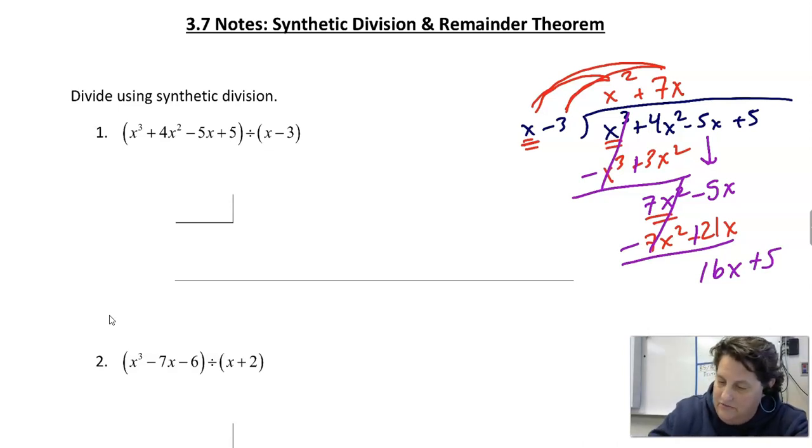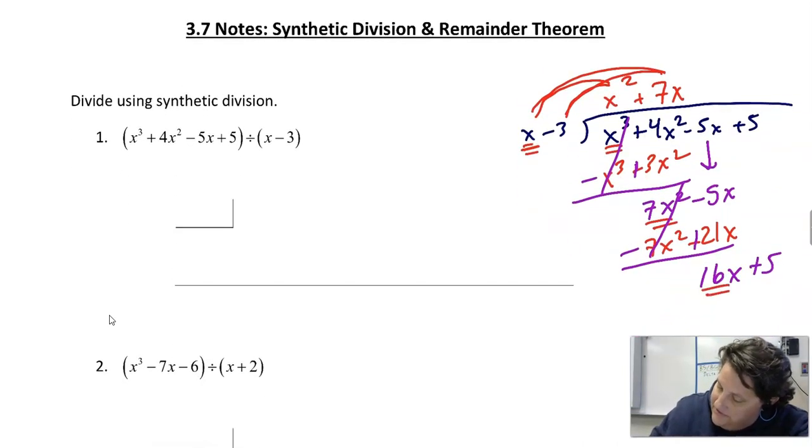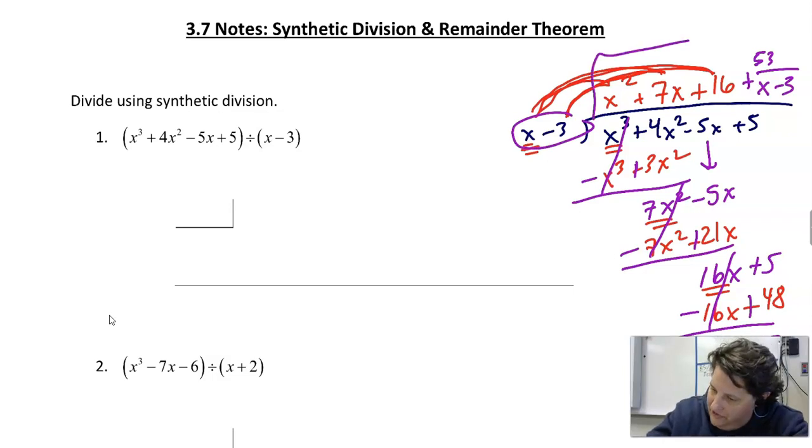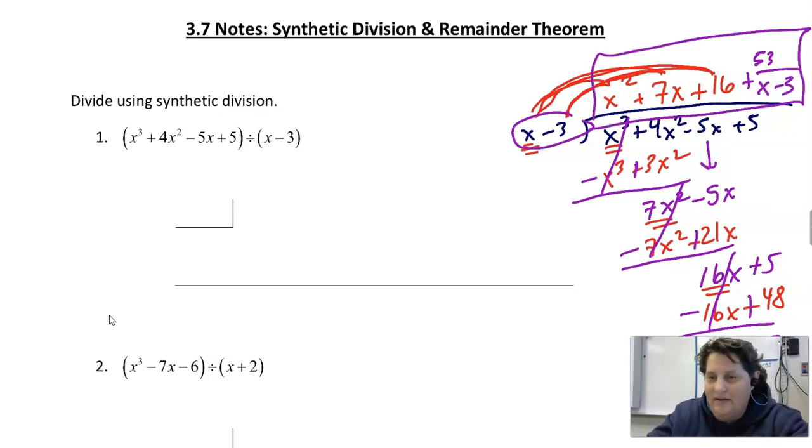All right, last round. X goes into 16x how many times? 16 times, okay? Multiply that, change signs, and I have a remainder of 53. We talked about the way that you write the remainder is 53 over the thing you were dividing by. Okay? Long division.